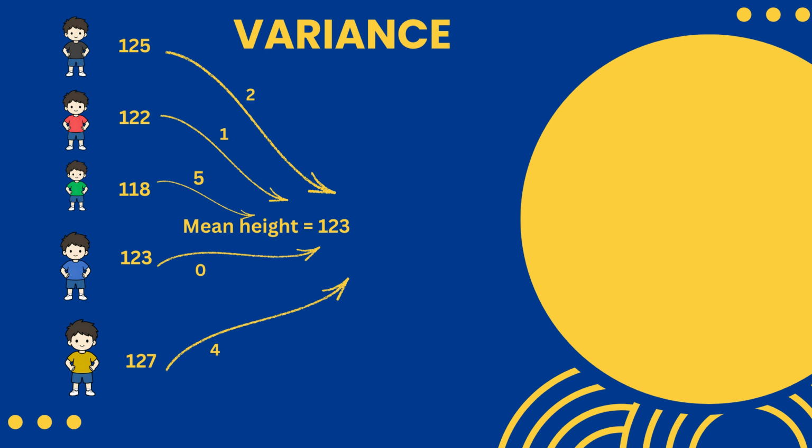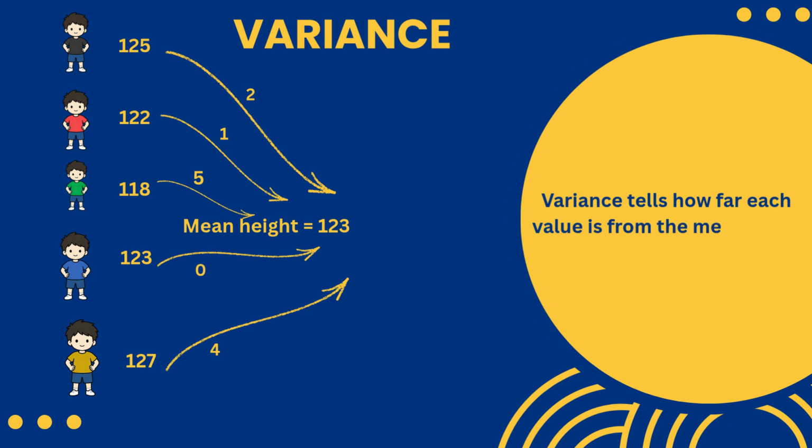Variance measures the overall spread of these deviations. If the values are very close to the mean, the variance will be small. If the values are spread far away from the mean, the variance will be large. So in simple words, variance tells us how much the data values vary or spread around the mean on average. It uses all data points, which makes it more reliable than the range.